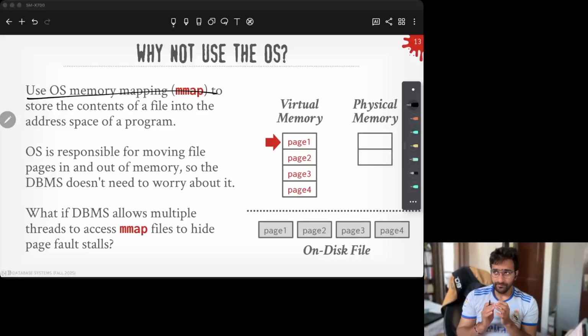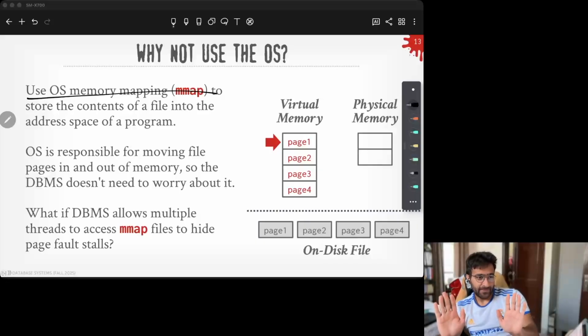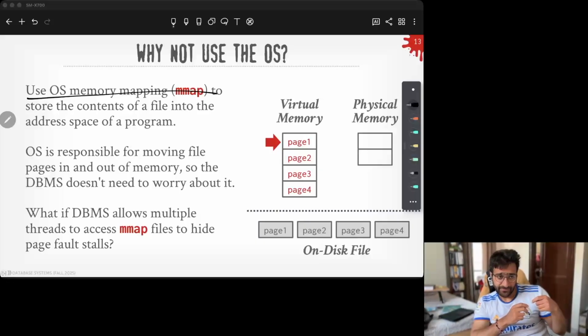So let's compare it again, okay? We have a buffer pool, and we have an mmap. Let's say this is my thread lying above in the empty space, this is my buffer pool, and this is my mmap. One system uses mmap, one system uses buffer pools. My thread is trying to access a page. Let's talk about the buffer pool first.